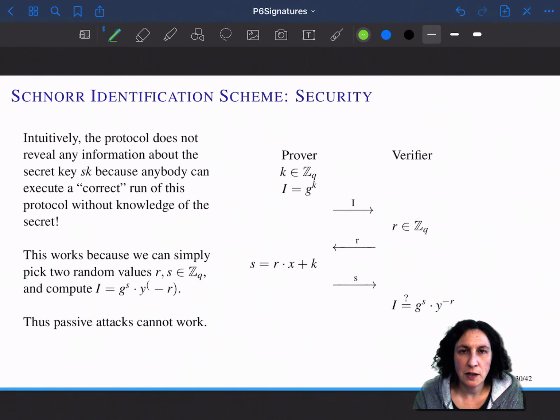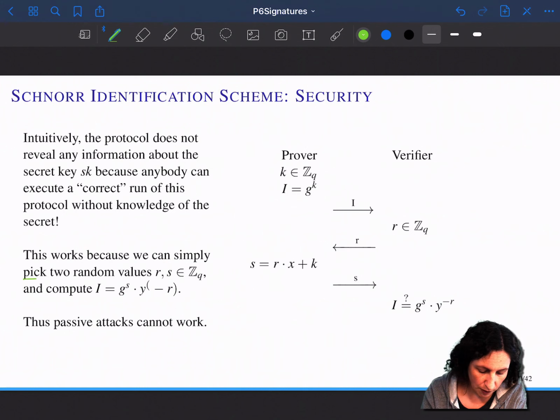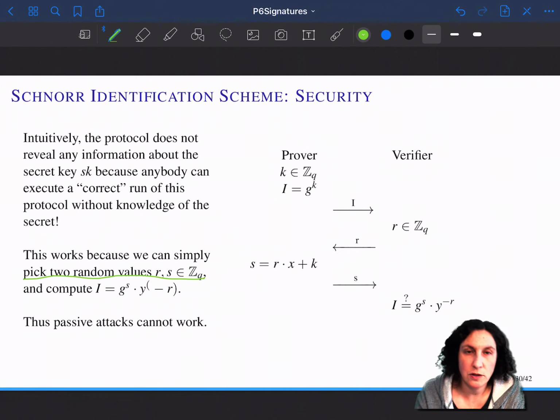And so how could I argue that there is no information about the secret key in the protocol run? Well, I could argue that if I was able to create a valid protocol run without knowledge of the secret key. So how could I do that? Well, it's actually really quite easy here. All an adversary would need to do, or all we need to do in a way, is pick two random values, R and S, in ZQ.